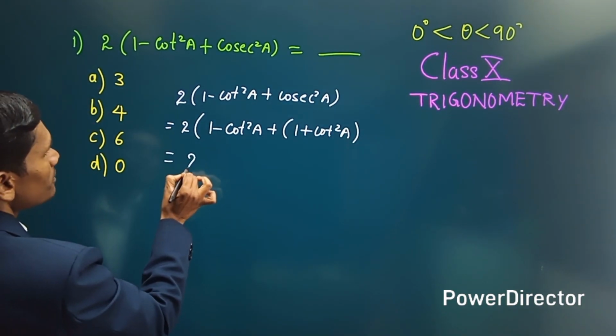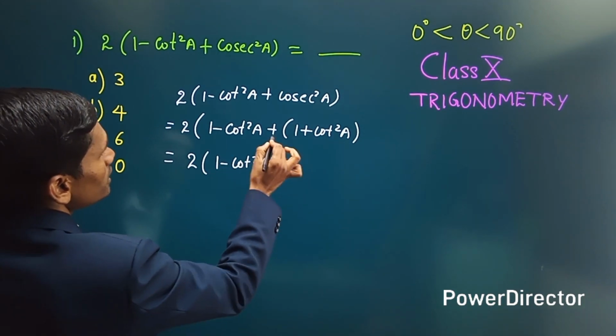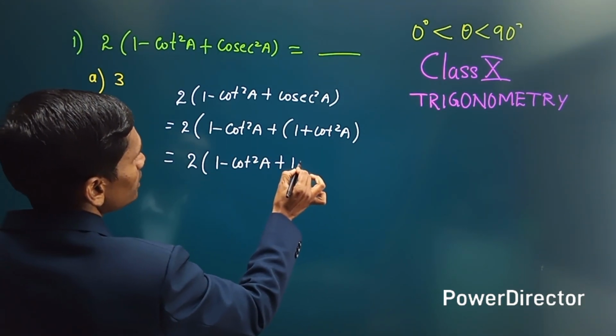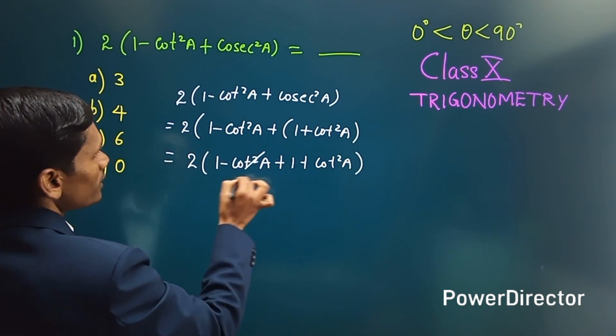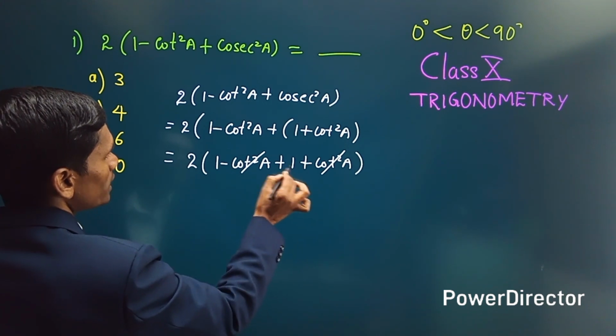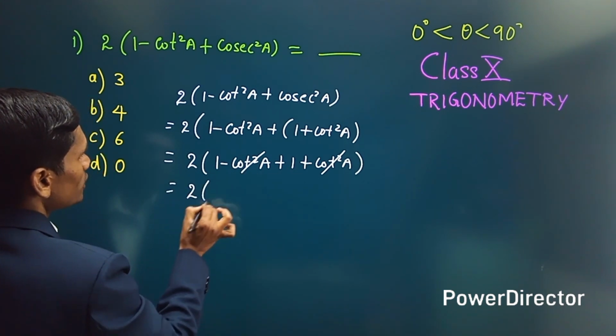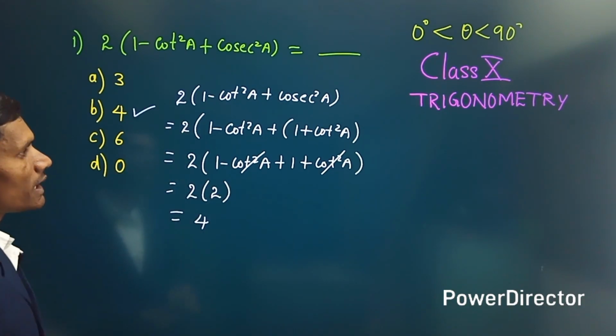So this becomes 2 into the bracket 1 minus cot square A, plus 1 plus cot square A, right? Cot square A gets cancelled. 1 plus 1, it is 2. So this is equal to 2 into 2. Answer will be 4. So option B is the right answer.